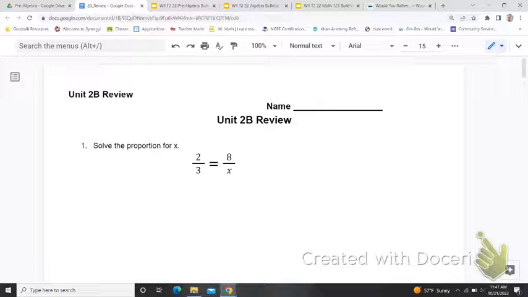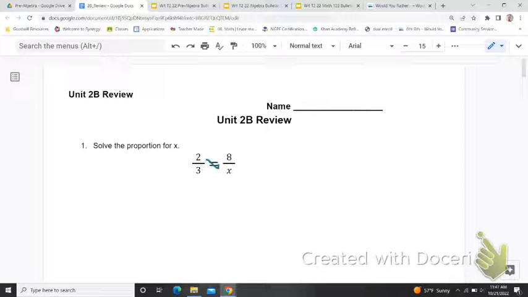Hi, we're at the end of Unit 2B, and so I've created a review to help you refresh over the many things that we have done in this unit and be sure that you are prepared to do your best on the quiz. All right, so we did a lot with proportions, and so this first one is just a simple proportion. We're going to cross multiply and then divide.